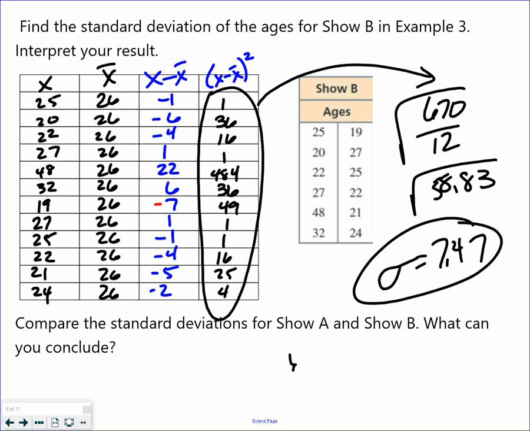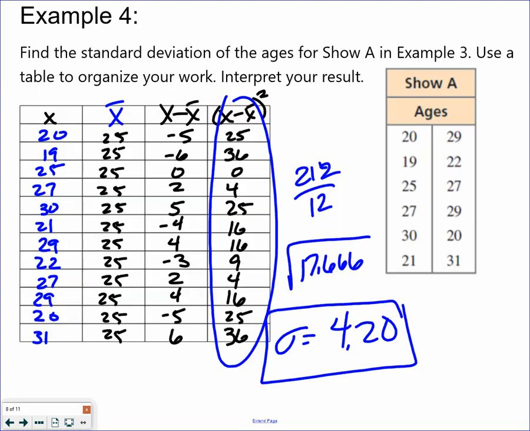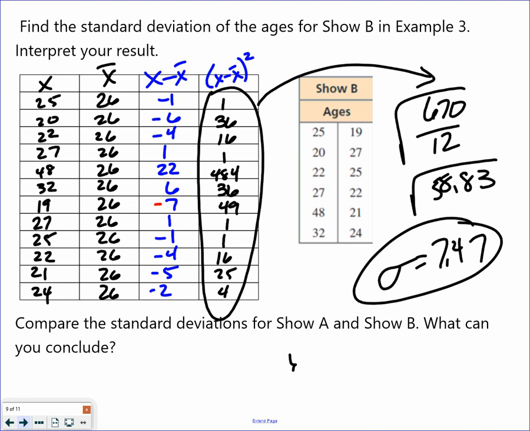Now, it's asking me to compare the two standard deviations. The first standard deviation, for A, I'm going to go back one slide, was 4.20, and the standard deviation for the second one is 7.47. What that means is, the larger the standard deviation, the more the data is spread out. So your data set is more varied or spread when your standard deviation is larger.